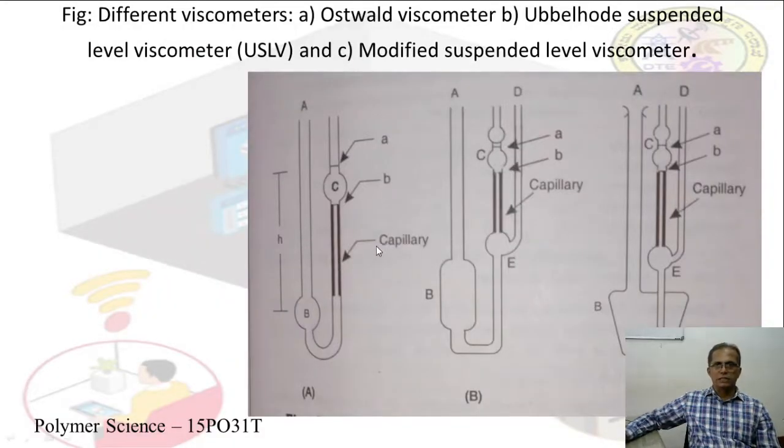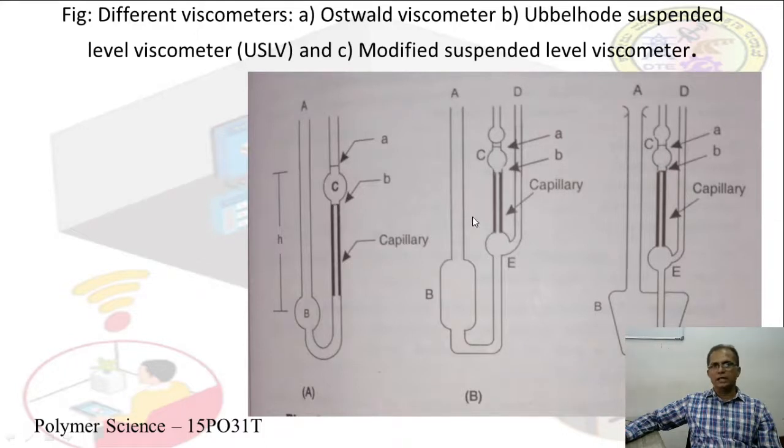In these diagrams you can see different types of viscometers. First is an Ostwald viscometer, which has two limbs on which two bulbs are, that is the enlarged portions that we call bulbs. Near the bottom of this bulb there is a capillary with a very narrow opening, and two marks called A and B. One is above the bulb and one is just below the bulb.